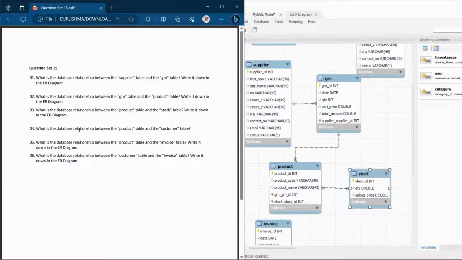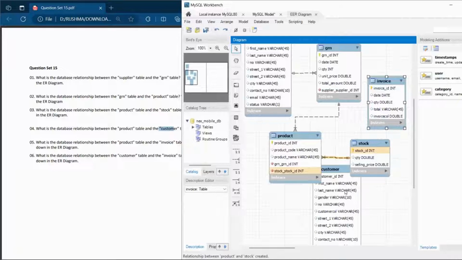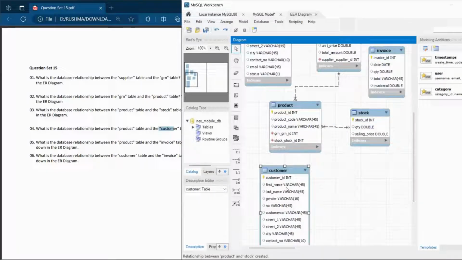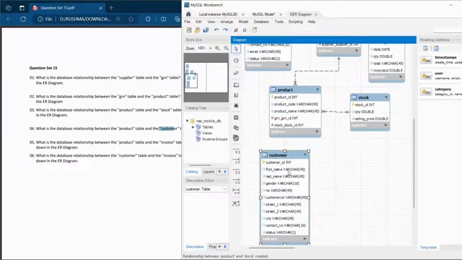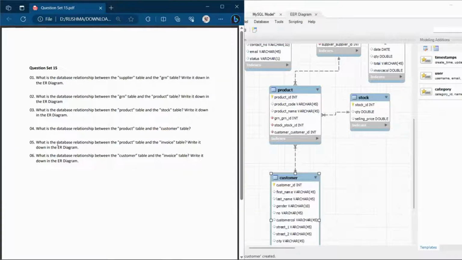Then it says what is the database relationship between the product table and the customer table. So here's the customer table. If you look at the product table and the customer table, one customer can buy many products. But if one customer buys one product, that product will be bought by that customer. So that's again a one-to-many relationship. So we can say the product is many and the customer is one.